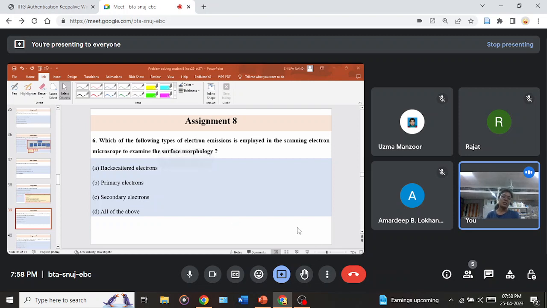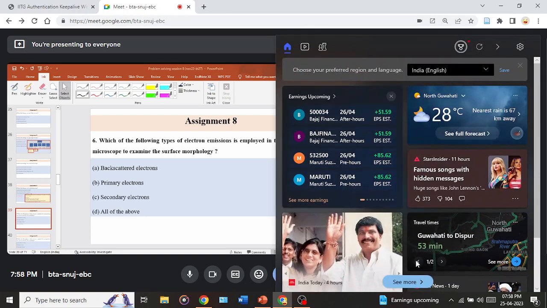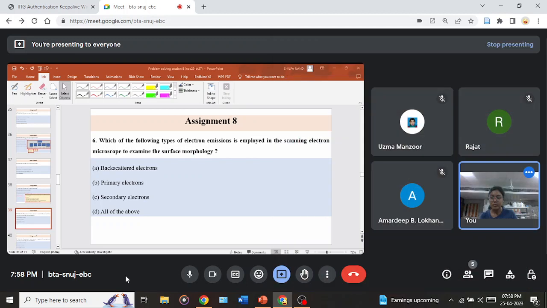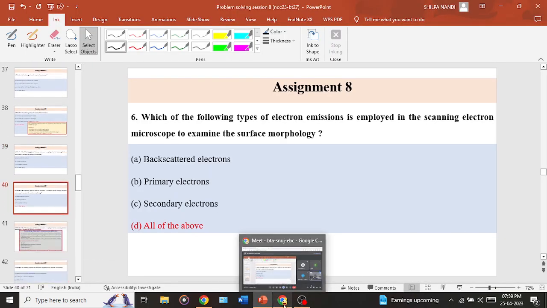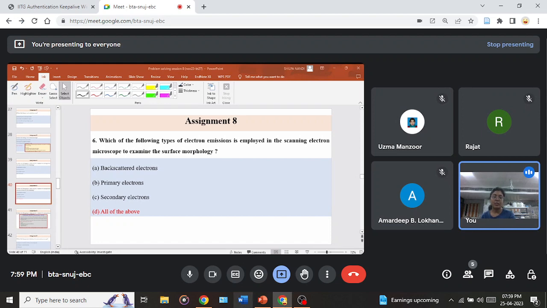Okay, so actually the correct answer for this question is all of the above. So all of these, backscattered electrons, primary electrons as well as secondary electrons, are utilized or employed in case of SEM to examine the surface morphology. So the correct answer would be option D, that is all of the above.